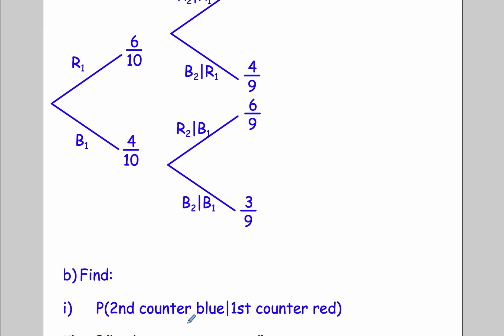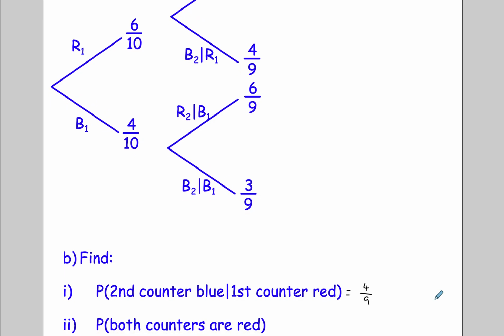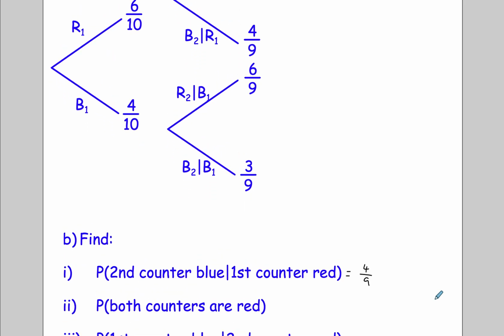Second counter being blue, given that the first counter is being red, is just asking for us to write down this probability here, this 4/9. This is the probability that the second counter was blue, given that the first counter was red. So all we need to do is read this number off on the tree diagram. And that's quite a common 1-mark question in exam situations. So just be aware that that might be what it's asking for first.